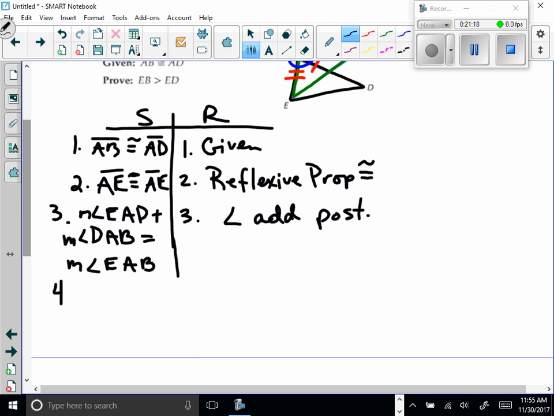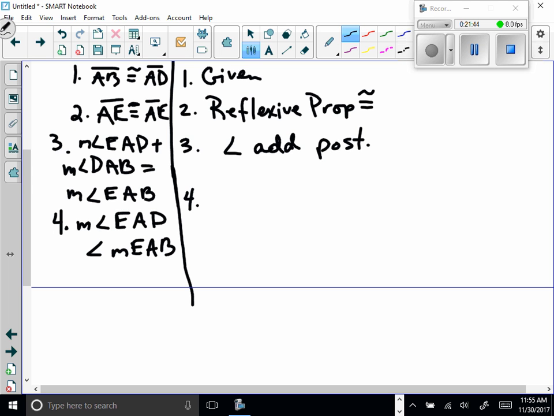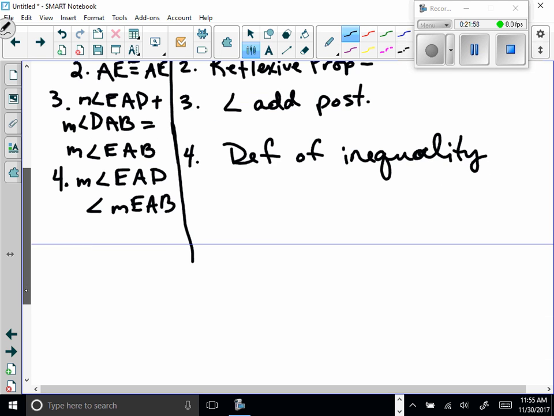That's important because if I add two angles and get a third, that third one has to be greater than the two that make the sum. So my next statement is going to be that the measure of angle EAD then is going to be less than the measure of EAB. And that is the definition of inequality. And again, that's because if I add two angles to get a third, each of the two angles that I add has to be less than the whole.